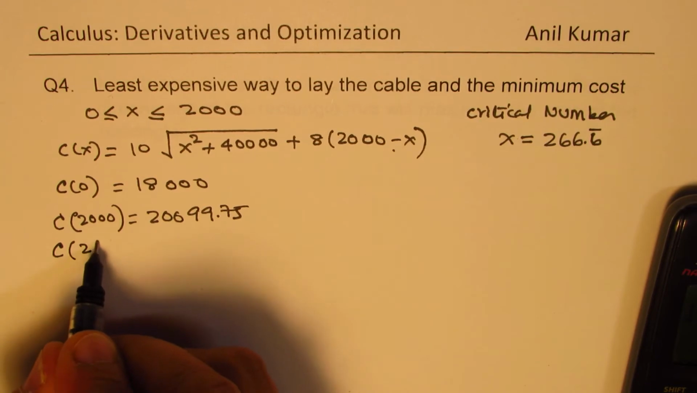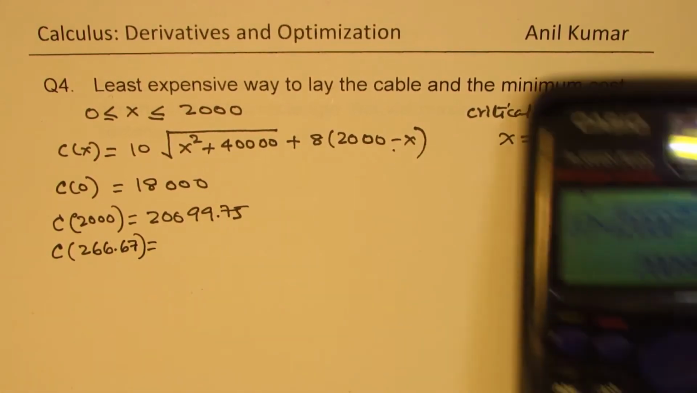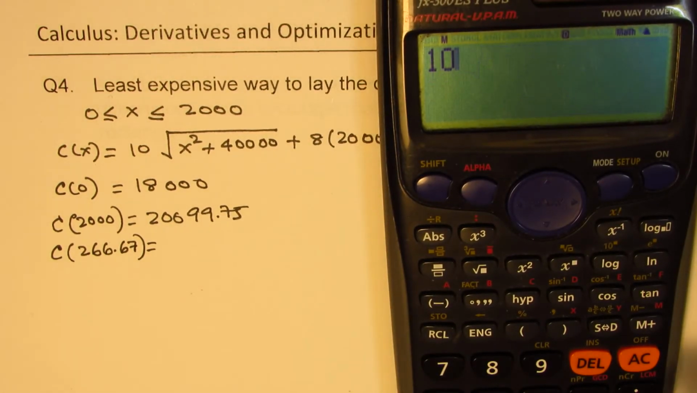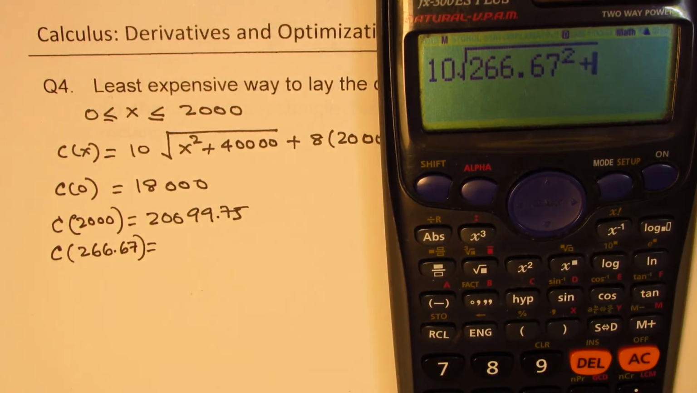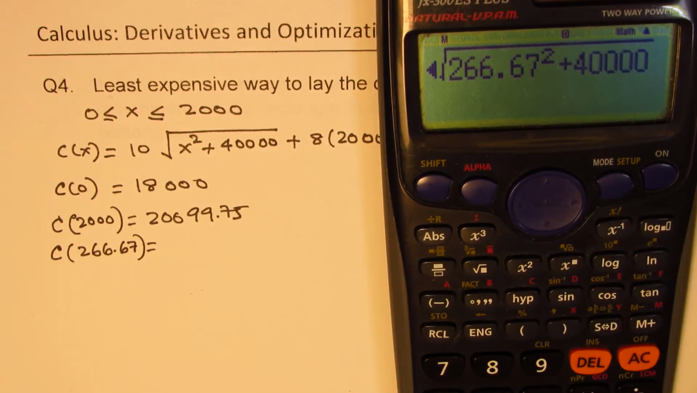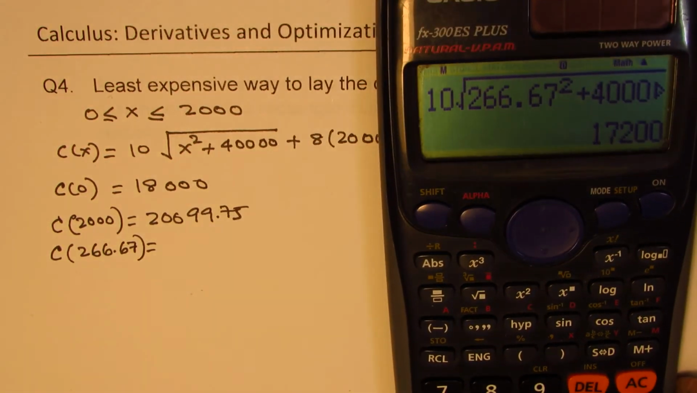And let's use our critical number, which is 266.6. So the cost for 266.67, let's say, right? Let's figure out this cost. That is 10 times the square root of 266.67 squared plus 400, plus 8 times (2000 minus 266.67), and that is equal to 170,200.